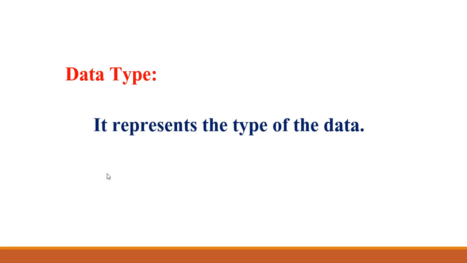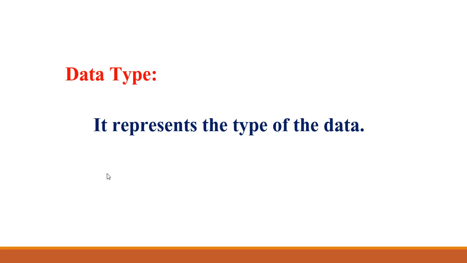Now we'll see the concept of data type. So what is a data type? It represents the type of the data, that means what kind of data we are giving. It may be text or numbers or symbols, special characters, anything. Before giving it, we compulsorily have to declare what kind of data we are giving to the system as an input. Then only is it able to understand.